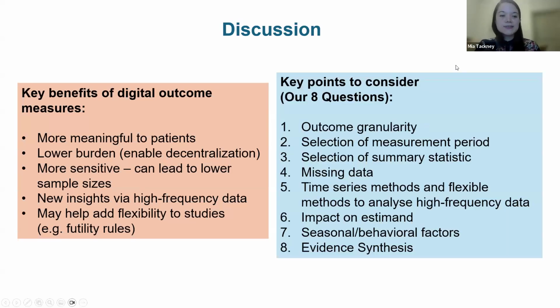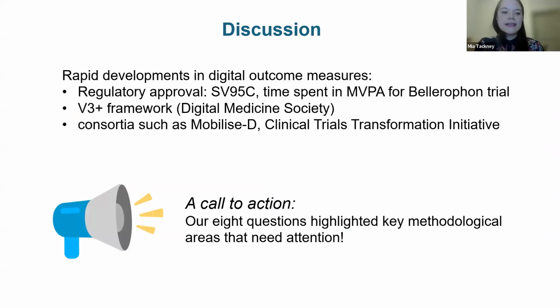On the other hand, there are lots of questions to think about, methodological issues, and we've summarized them through our 8 questions, and these are just some keywords to highlight the things that we discussed. Finally, the point that we'd like to make is that there are lots of new developments happening. This includes the regulatory approval of SV95C by the European Medicines Agency, and also the approval by FDA of time spent in MVPA for the specific case of the Villar trial. We're also seeing frameworks being developed, such as the V3+ framework, and lots of work being done by different consortia, such as Mobilize-D, Clinical Trials Transformation Initiative, and Digital Medicine Society. However, there are lots of gaps, especially in the methodological areas, and this is what we want to call attention to.